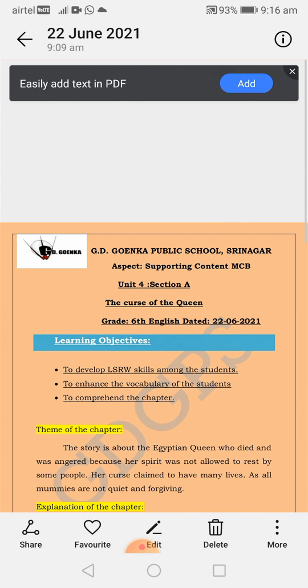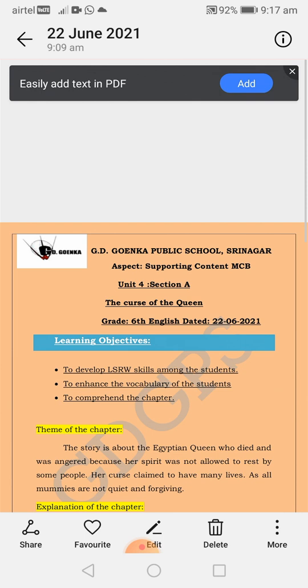It's the story about the Egyptian queen who died many years ago and was angered because her spirit was not allowed to rest by some people. So her curse claimed many lives, as all mummies are not quiet and forgiving. So this is the theme of the chapter, in which you come to know what the chapter is all about and how the story begins.